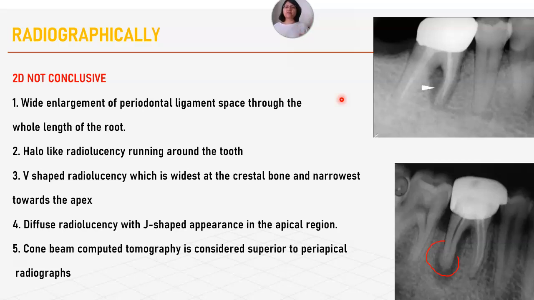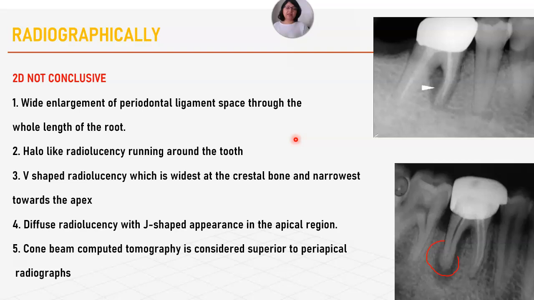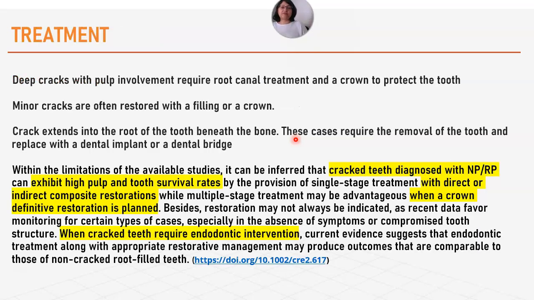The best one is cone beam computed tomography. If you know how to read a CBCT, perfect. If you don't know how to read a CBCT, then don't take a CBCT. Send to the endodontist, they'll take a CBCT and they know how to read it. But CBCT is considered superior to all your IOPAs, and it can help you determine if it's exactly a cracked tooth. They can see the fracture line.